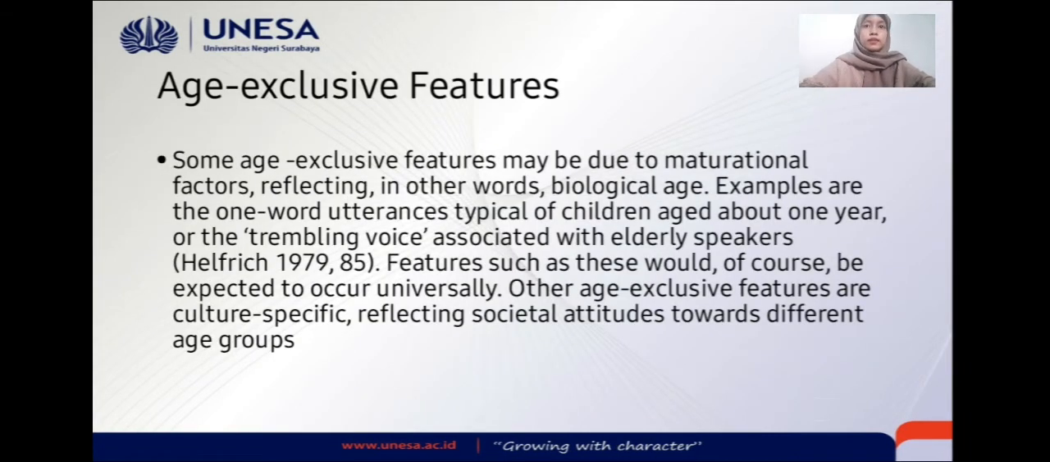The next one is about the age-exclusive features. Some age-exclusive features may be due to maturational factors, reflecting, in other words, biological age. Examples are the one-word utterances typical of children aged about 1 year, or the trembling voice associated with elderly speakers. Features such as these would, of course, be expected to occur universally.